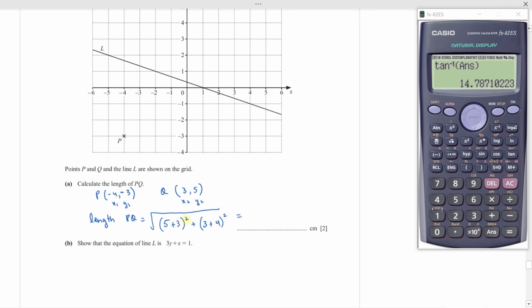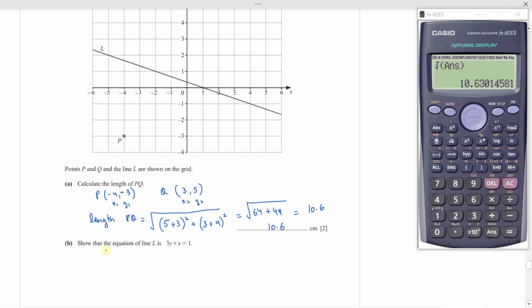So this will be 8 squared is 64 plus 7 squared is 49, and then square root of this. So 64 plus 49, and then square root of this is 10.63. So up to 3 significant figures, this will be 10.6. So your length PQ is 10.6 centimeters.